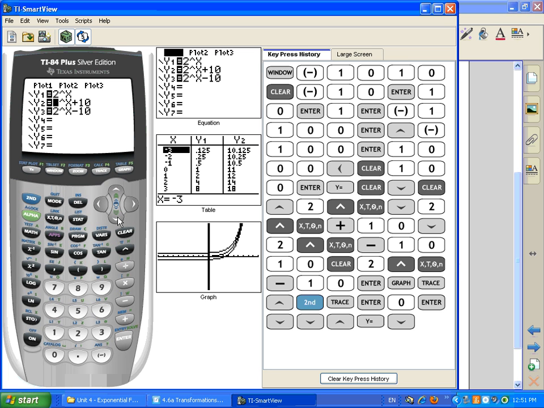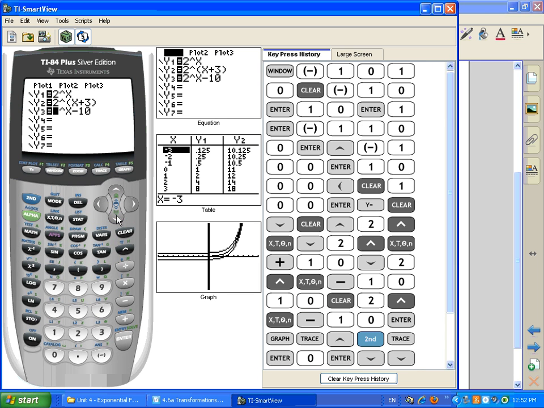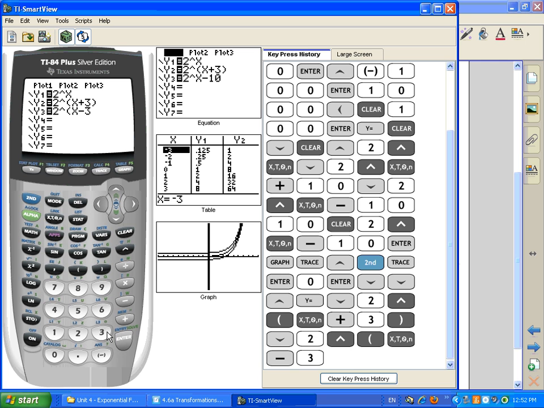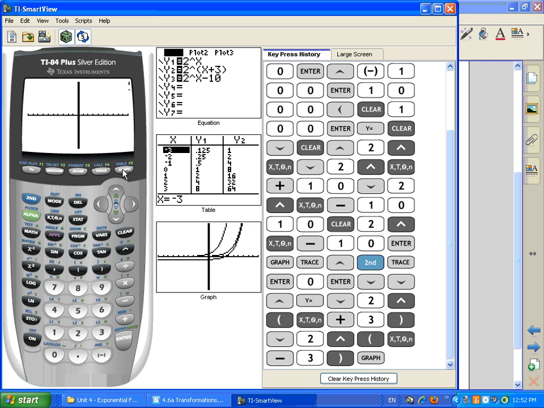For g at x, we're going to go 2 hat, opening bracket, x plus 3, closing bracket. Then for the next one, we're going to go 2 hat, opening bracket, x minus 3, closing bracket. All right, everybody ready to watch these and see what happens here? Okay, let's do the graph here. So there's your regular one.